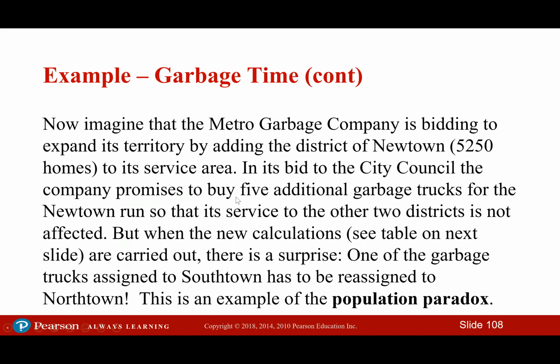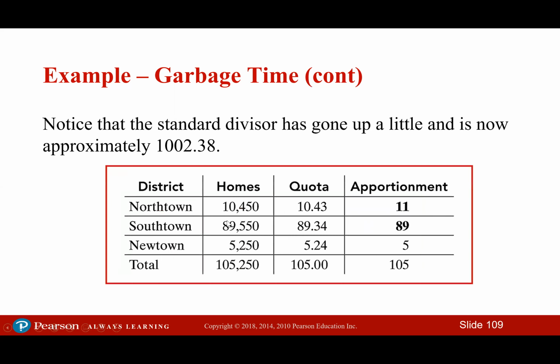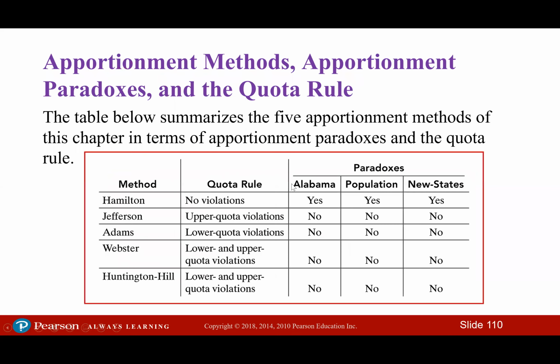Now imagine the Metro Garbage Company is bidding to expand its territory. And here's the population paradox. By doing that, this went to 11 and this is a 5. So this one got an extra seat. This one had already the 89, but this one has the extra seat. All right, and then just a summary of all this, showing which one violates the various rules.